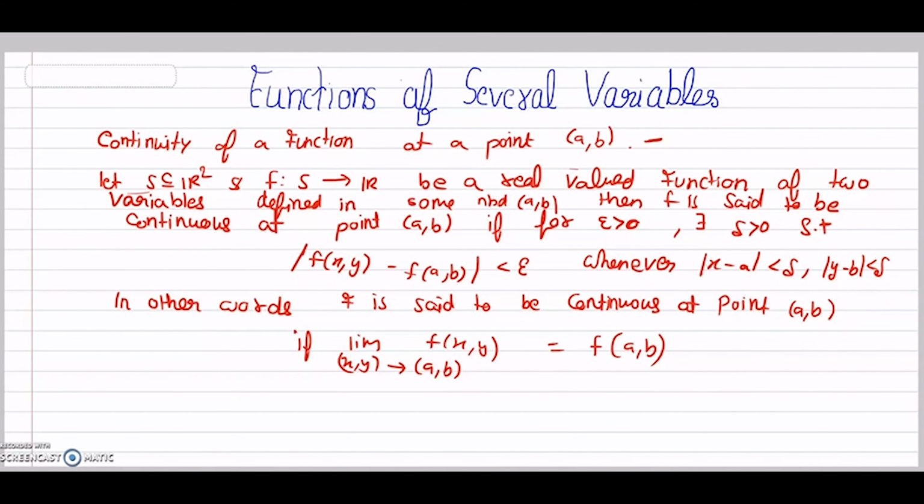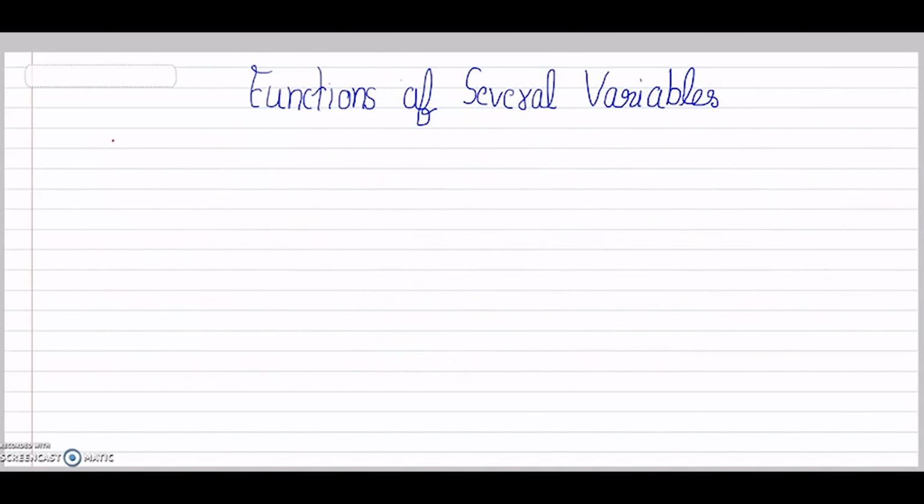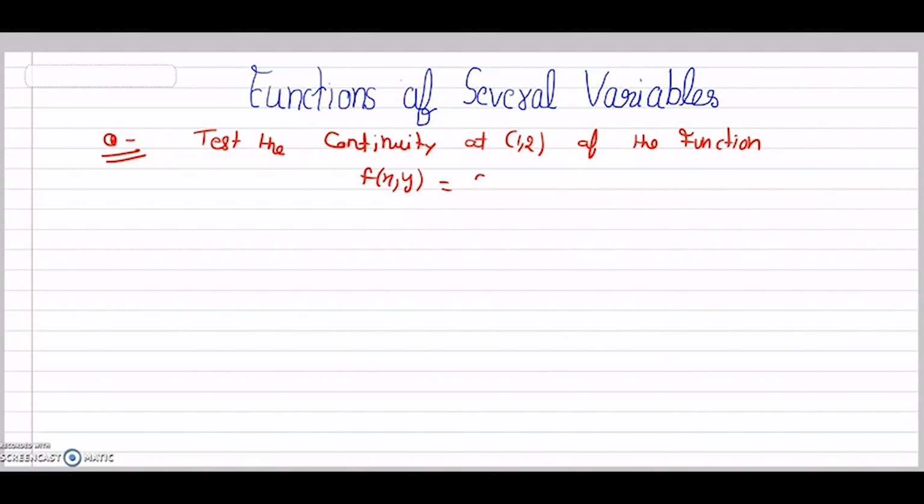Now we will solve a question. Test the continuity at (1,2) of the function f(x,y) is equal to x square plus 4y when (x,y) is not equal to (1,2) and 0 when (x,y) is equal to (1,2).